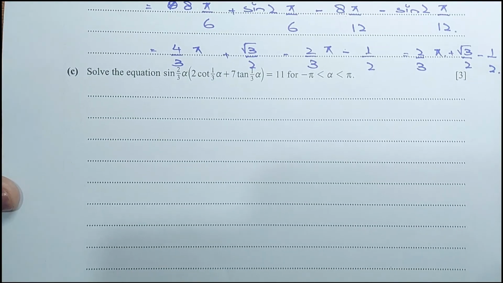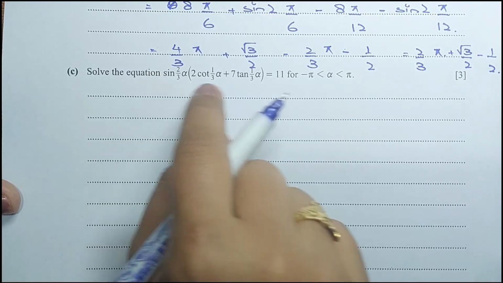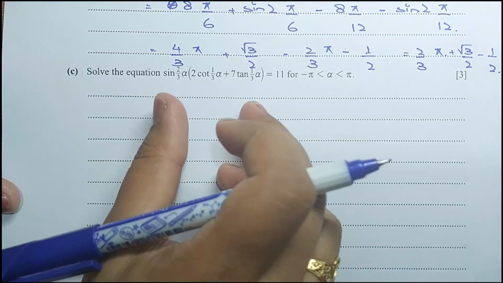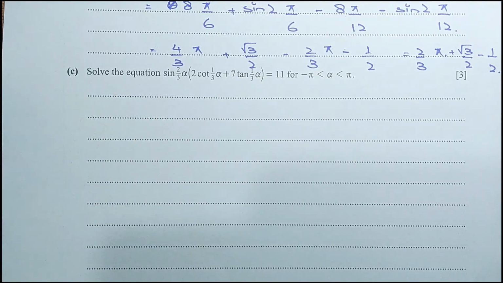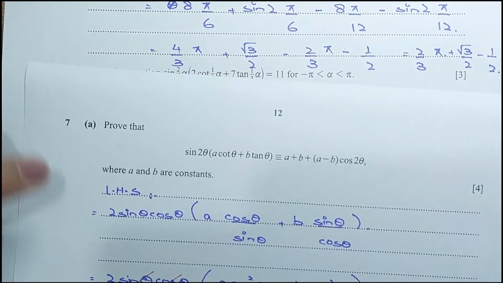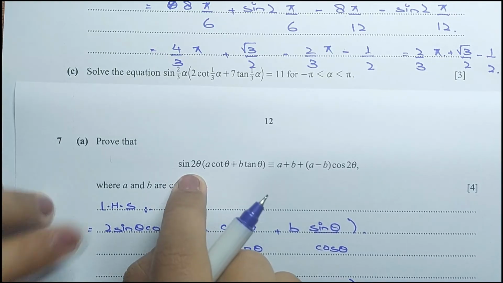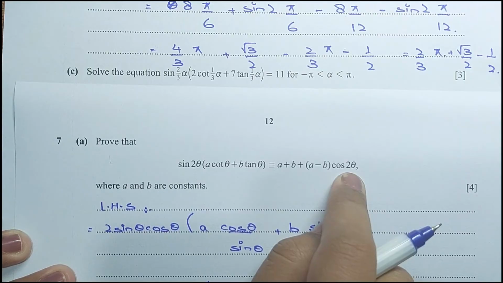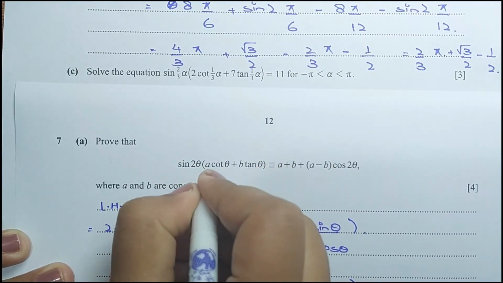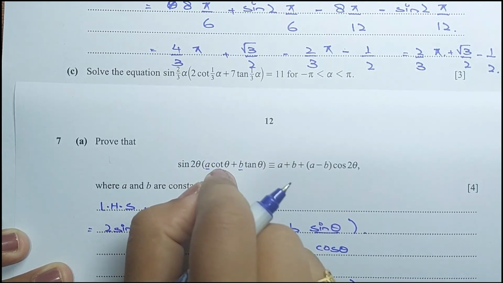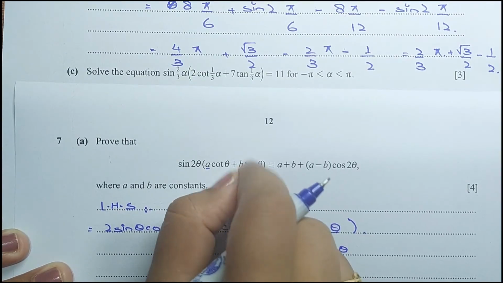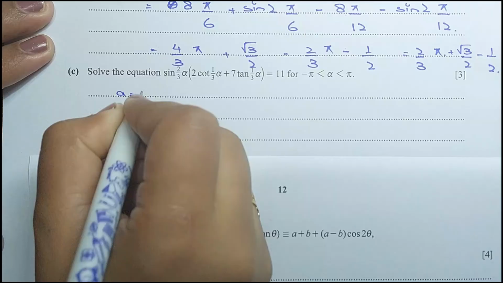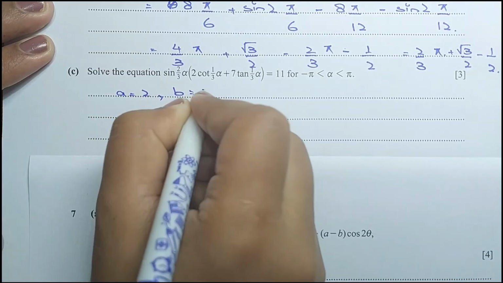Now for part C, solve the equation. This equation should be equal to 11 for alpha between negative pi and positive pi. So this would be equal to, as we know, this whole term sine to theta, this term equals this much, right? Now what is a and what is b? So a and b are the coefficients of cot theta and tan theta. So a is 2 and b is 7 over here. A equals 2 and b equals 7.